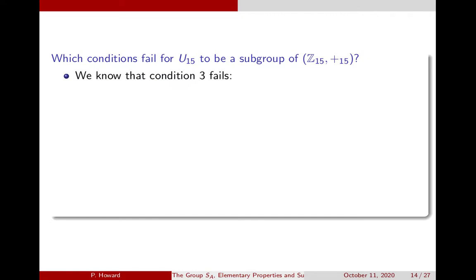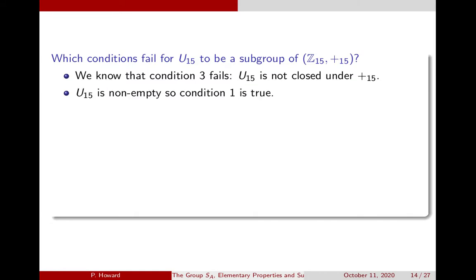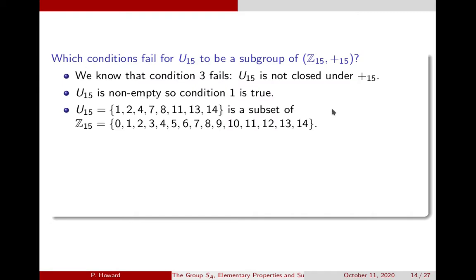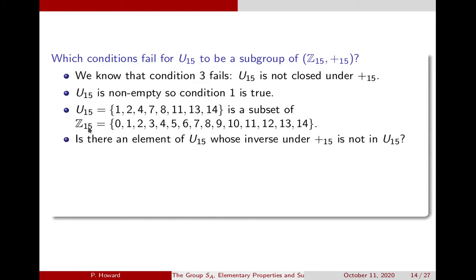So we know that condition 3 fails. In other words, U sub 15 is not closed under plus sub 15. Let's see, U sub 15 is non-empty, so condition 1 is true. U sub 15 is a subset of Z sub 15. It's actually defined to be a subset of Z sub 15. So what about the condition that U sub 15 be closed under taking inverses? Is there an element of U sub 15 whose inverse under plus sub 15 is not in U sub 15?